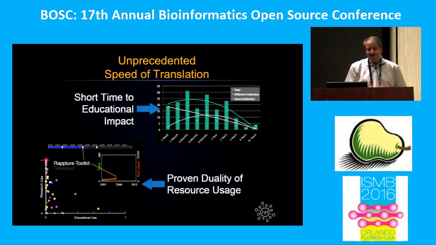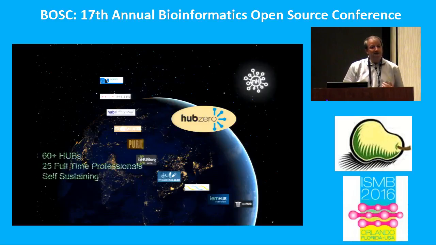So the next thing that happened out of that was the question, if you can run a successful infrastructure like NanoHub, can you use the same technology to run other scientific communities? So HUBzero was spun out of that, and today HUBzero is behind about 60 different scientific communities. We employ 25 full-time professionals at Purdue University, and we're currently self-sustaining.